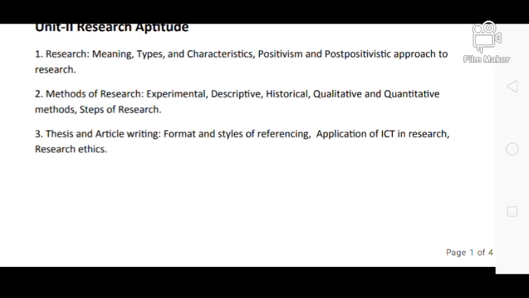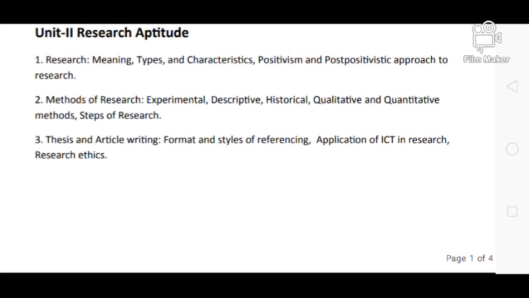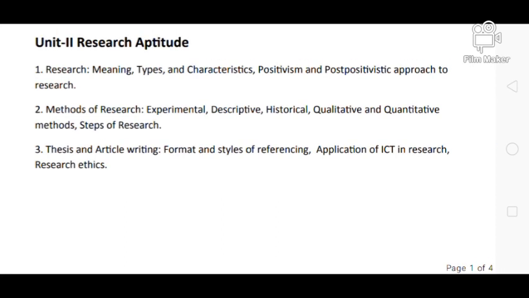Thirdly, we have thesis and article writing. How to write thesis and article, we have to know about it. First of all, format and styles of referencing. Format and styles of referencing, we have to know about it. Application of ICT, information communication technology, in research. Research ethics, we have to know about research ethics. We have to know about the application of information communication technology in research. So these are the syllabus of Unit 2, Research Aptitude.